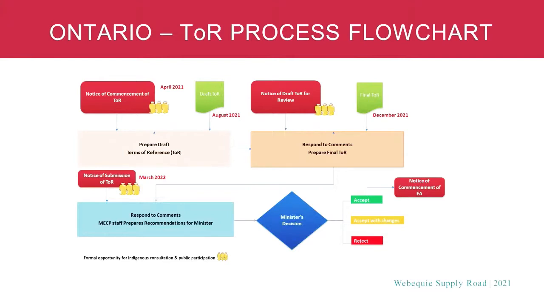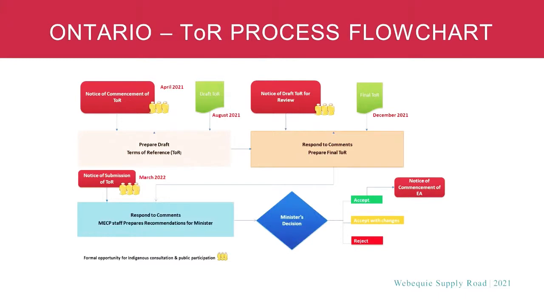The first thing in the red box, on the top left, is called a notice of commencement of the TOR. That notice of commencement phase is a public notice to everybody, stating the intention that they're going to embark on developing a draft TOR. So the notice of commencement is one phase, and then you move towards drafting that draft TOR to the next milestone or public notice. The next box you see, moving from left to right, is the notice of draft TOR for review.